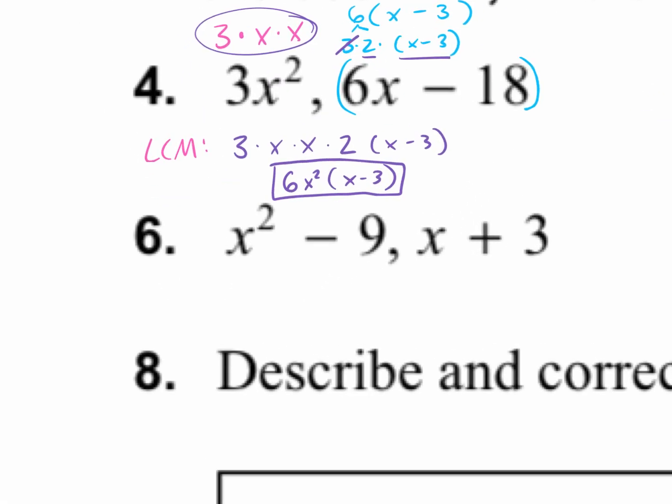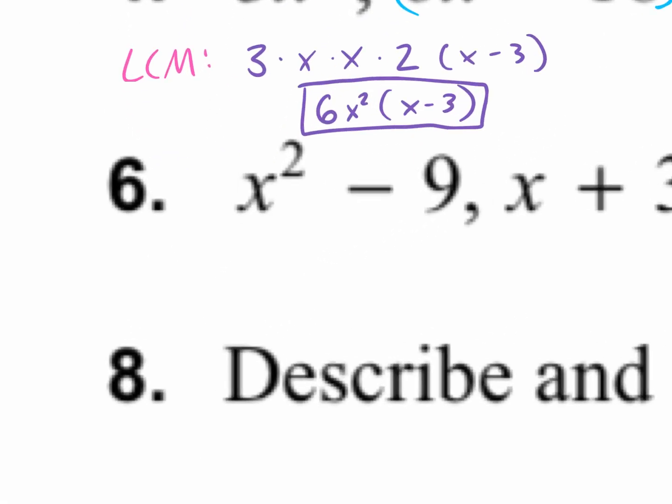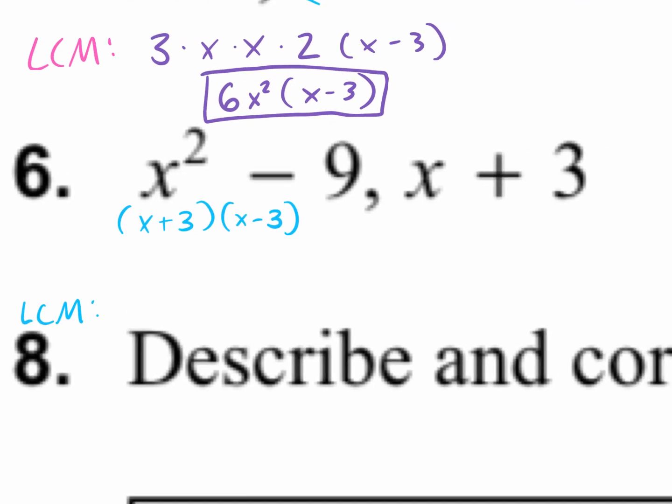Next, let's take a look at number 6. So here we want to find the least common multiple, which is the same thing as the least common denominator. So we want to factor everything if it can be factored. We want to break it down as much as we can. Can I factor x squared minus 9? Yes. What does it factor into? x plus 3 and x minus 3. And then x plus 3 is just x plus 3. Can't break that apart anymore.